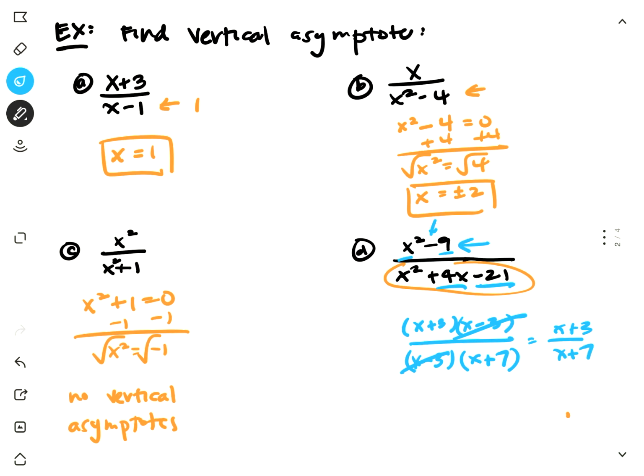Right, because negative 3, x minus 3 and x minus 3 cancel out. So really the only asymptote here is going to be negative 7, because negative 7 plus 7 is 0. So there's going to be a vertical asymptote at x equals negative 7. The other one is a hole. There's a discontinuity there, but it's not an asymptote. So be careful with that.